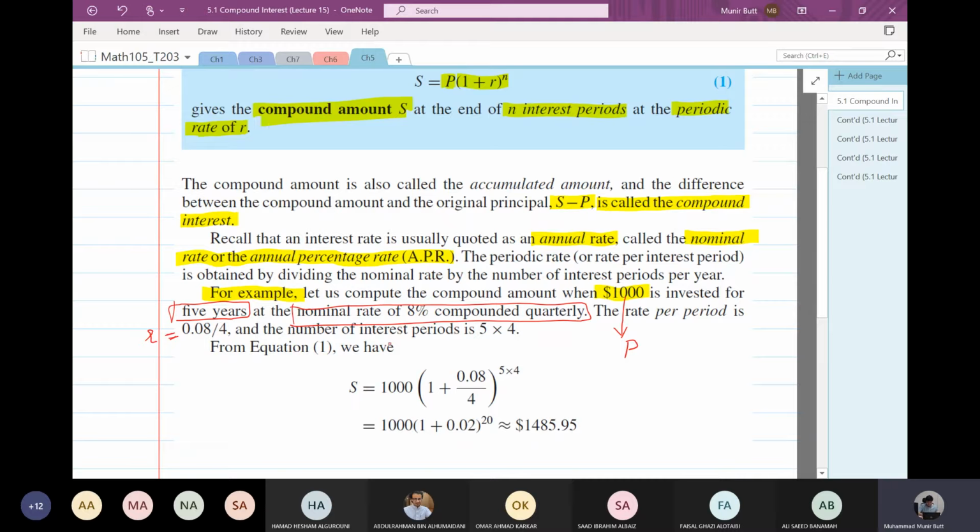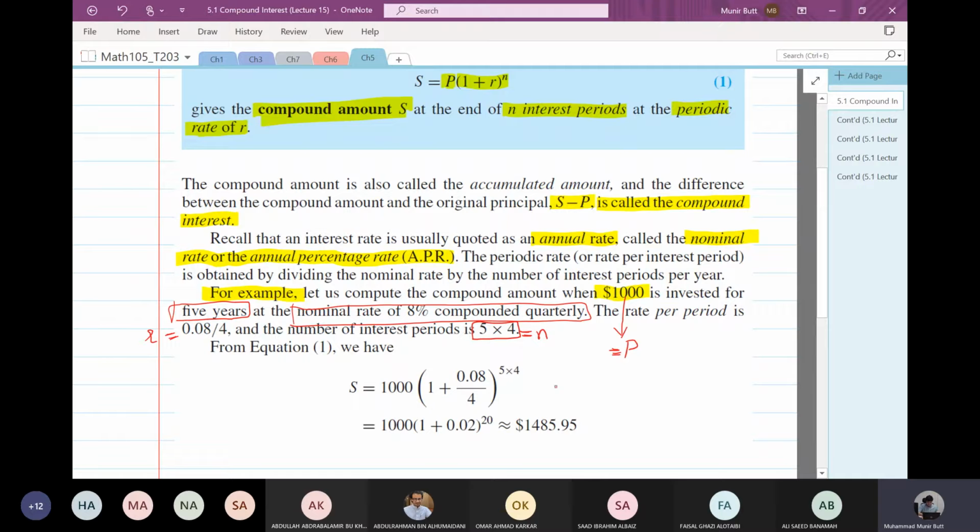And for the number of intervals, since you have 5 years, and in 5 years how many quarters? 5 into 4. Agree? Yes, doctor. Okay, then you simply plug this in the formula.